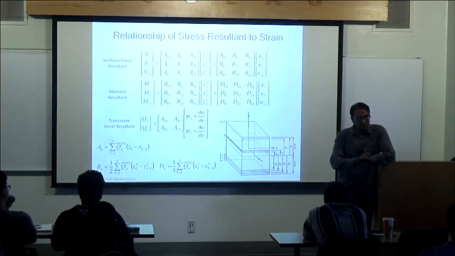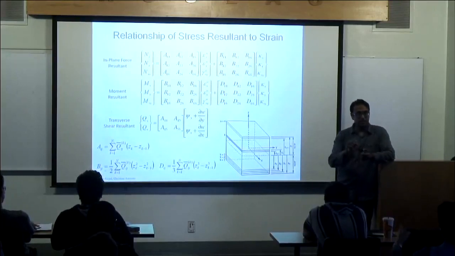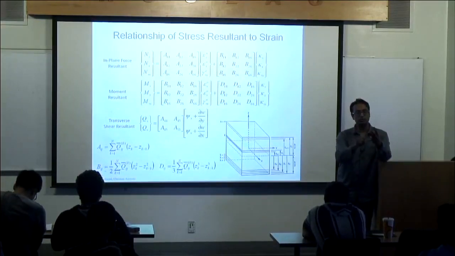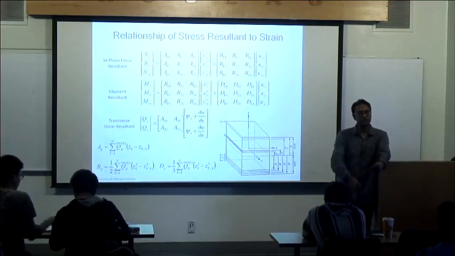Do I know A, B, and D for sure? 100%? How do I know that? I know E11. I know E22. I know NU12. I know G12. I know G23 and G13. If I have those, I can calculate the Q's, right?